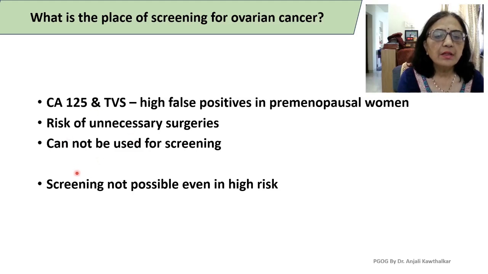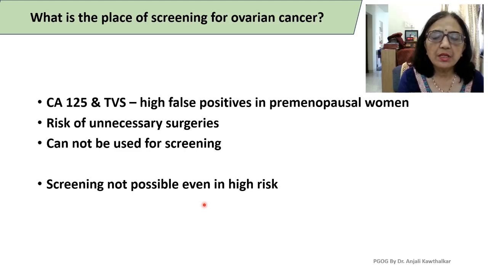And that is the reason these cannot be used for screening, and screening is not possible even in high risk women. In high risk women, that is why what is recommended is prophylactic salpingo-oophorectomy to prevent the occurrence. But we cannot screen the low risk or high risk population to select out the women who are at greater risk. That is not possible with ovarian cancers, unfortunately.